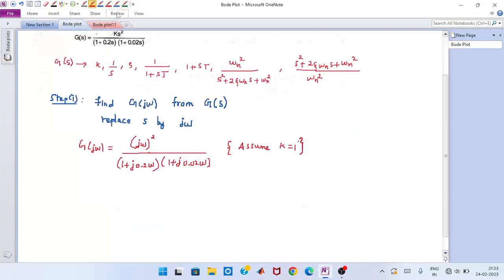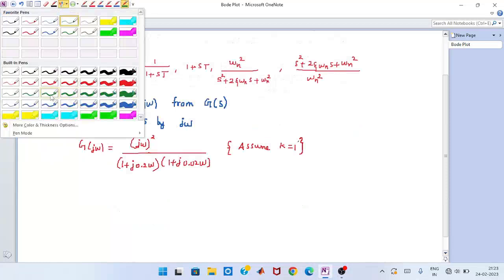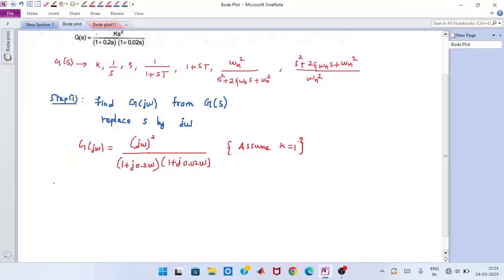Now we'll go to the second step. In the second step, we have to find out the corresponding terms in the frequency response. So what are the terms in the frequency response? The first term is (j omega) the whole square. The second term is 1 by (1 plus j 0.2 omega), and the third term is 1 divided by (1 plus j 0.02 omega). From this, try to find out the corner frequency.